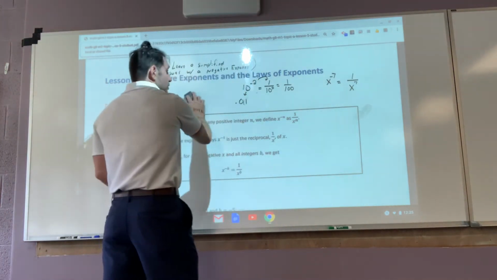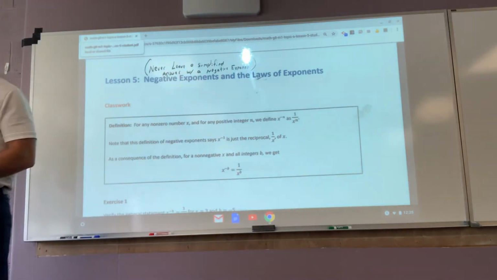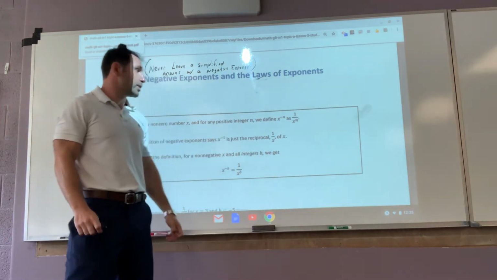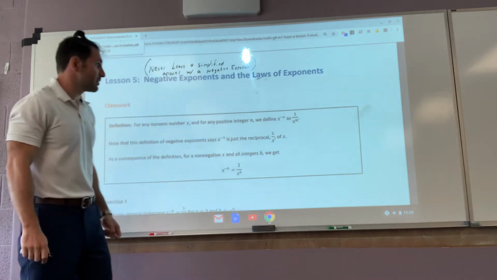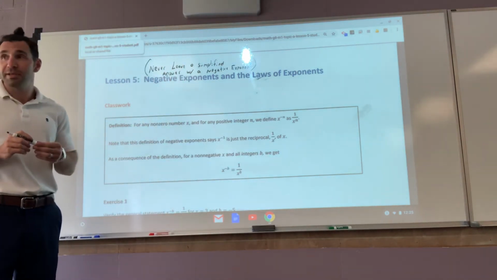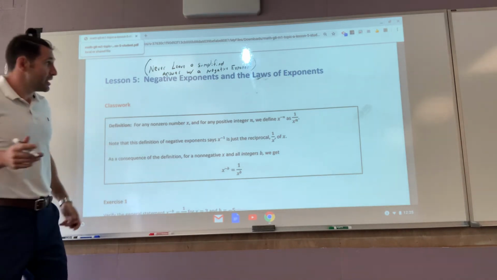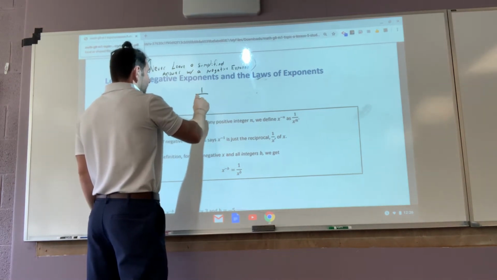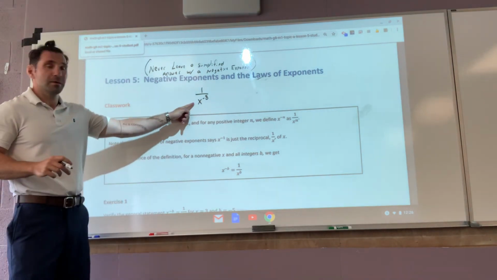Okay? So, this is what it's saying right here. If I've got x to the negative 1, the reciprocal is 1 divided by x. If I've got x to the negative n, the reciprocal is 1 divided by x to the n. If I've got x to the negative b, it's 1 over x to the b. The only thing that's missing, because we don't have it, is what if we have 1 divided by x to the negative 8? Well, what has to happen?